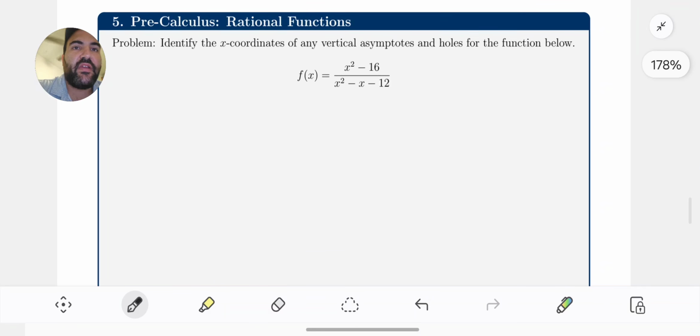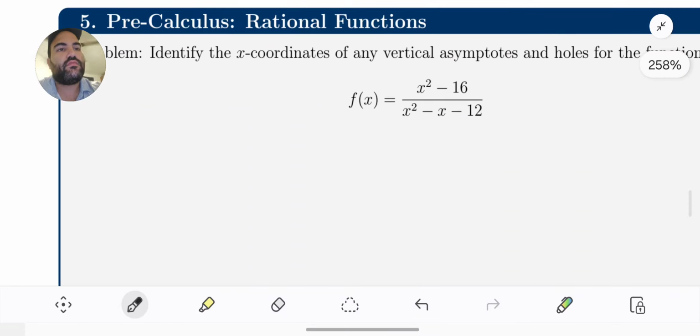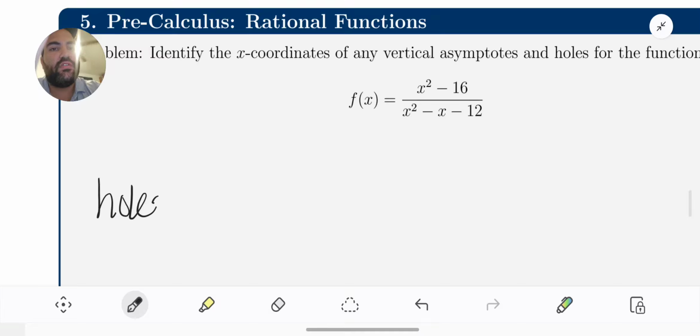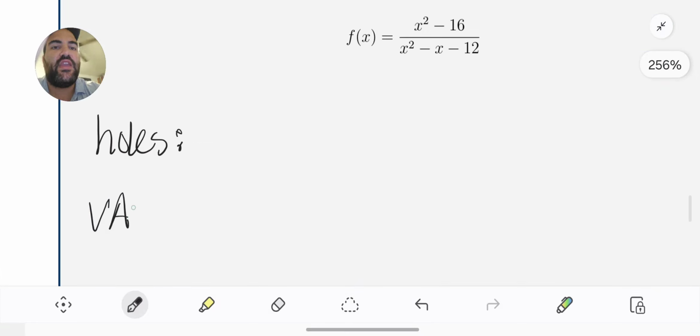All right, what do we have here? Rational functions. Been doing this all year. Identify the x-coordinates of any vertical asymptotes and holes. Only x-coordinates. That's nice of them. So they want holes and vertical asymptotes. I'm going to call that VA.